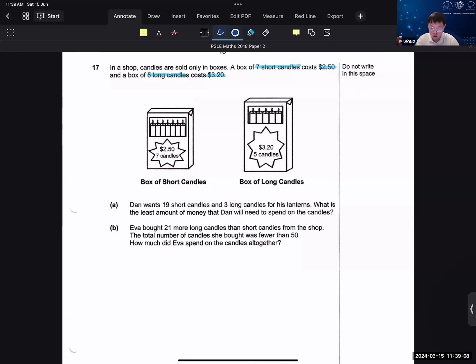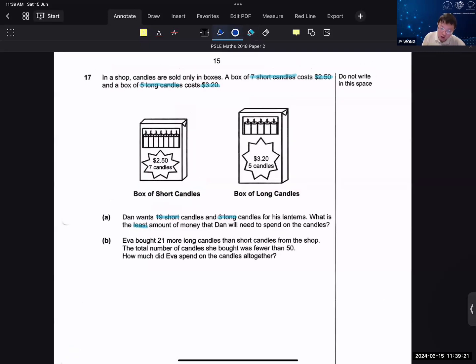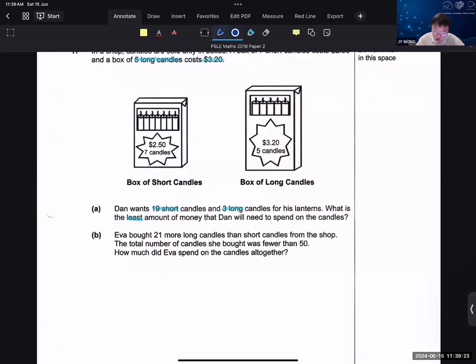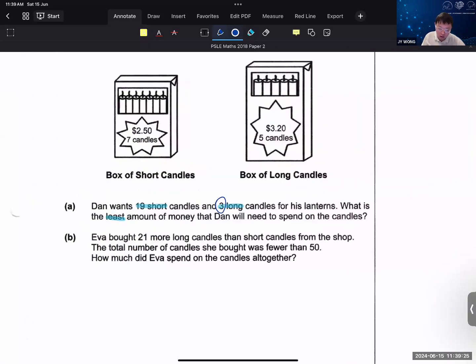So part A is quite standard. He wants to buy 19 short and 3 long. What is the least amount of money? So you look at the way the candles are divided. If I want 3 long, how many boxes of long candles do I need? For 3 long, I only need 1 box because 1 box has 5.